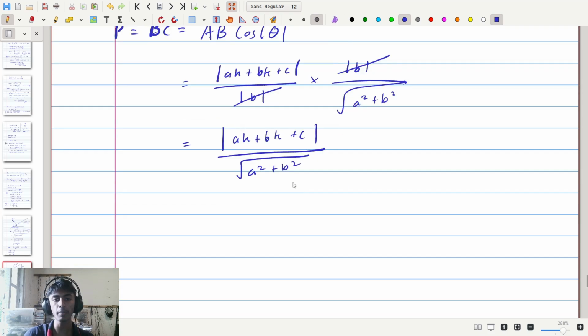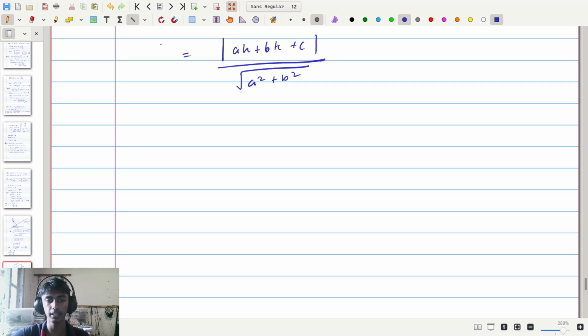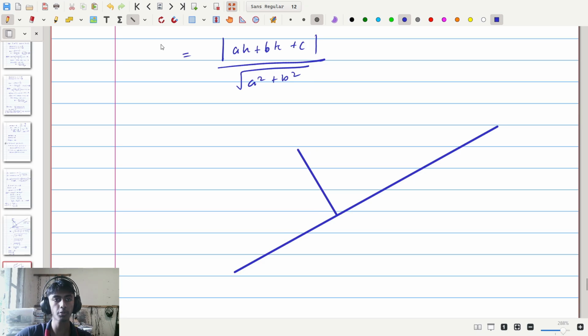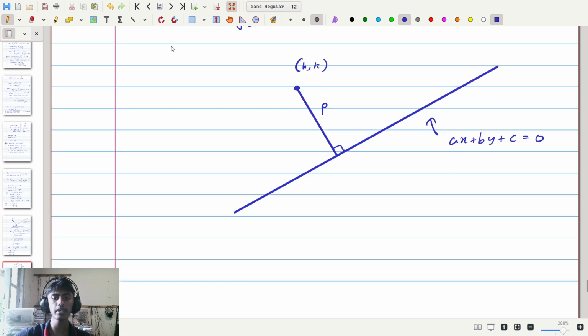Now then, in summary, what this means is that if we have a line, let's say a line like this, and a point which is a perpendicular distance p away. If this point is given by h comma k and this line is given by ax plus by plus c equals 0, then the perpendicular distance of this point is going to be the absolute value of ah plus bk plus c divided by the square root of a squared plus b squared.